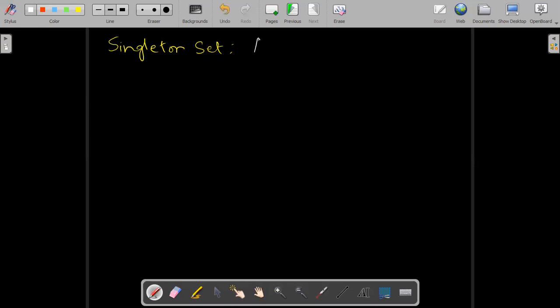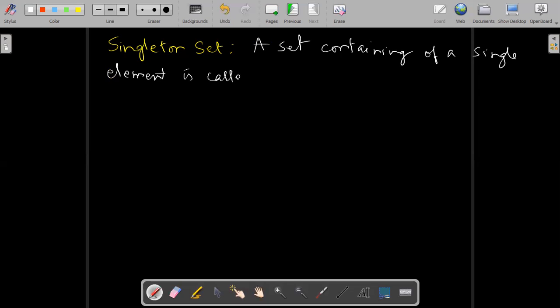How will we define it? A set containing a single element is called a singleton set.